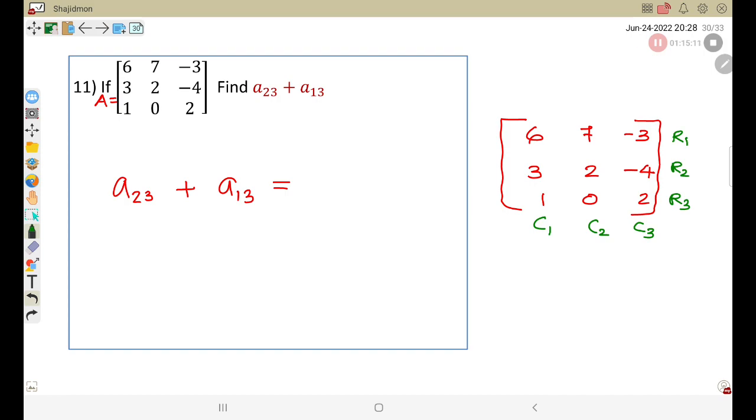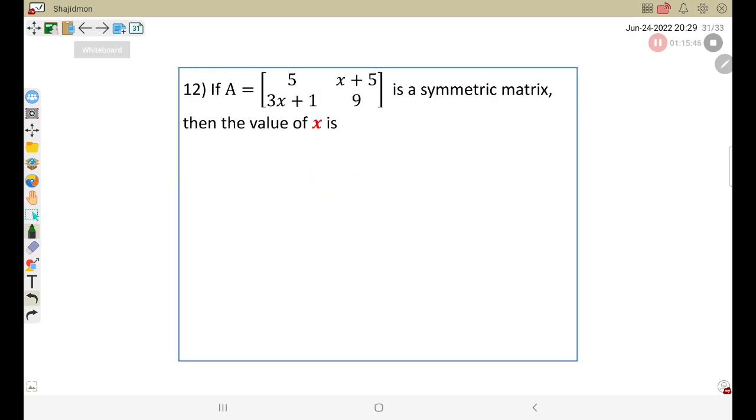Now, A23 means second row, third column. This is the number A23. What is the number? Minus 4. Plus, now A13, first row, third column: minus 3. Correct? So A23 is minus 4 and A13 is minus 3. Minus 4 plus minus 3 means minus 7. Hope you understood that question for understanding the idea. So this section is basically all the basic ideas in matrices. We need to practice more questions of the same models.